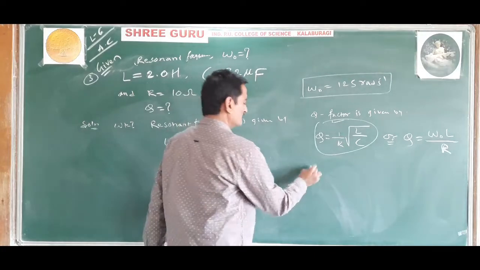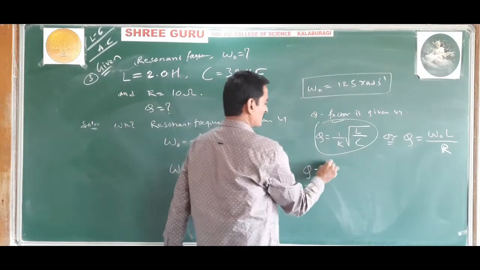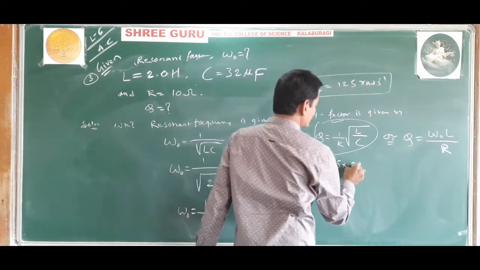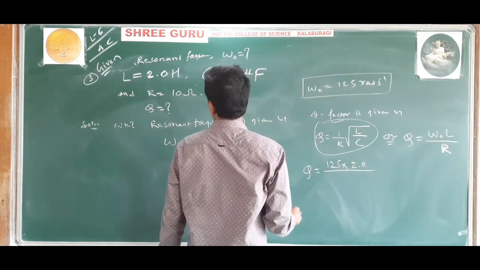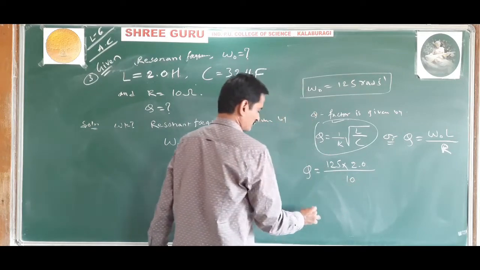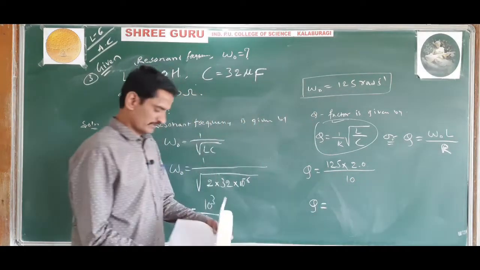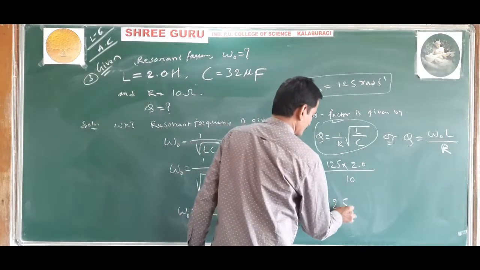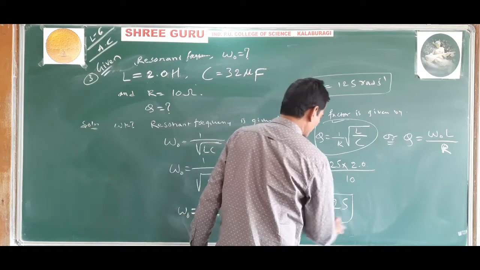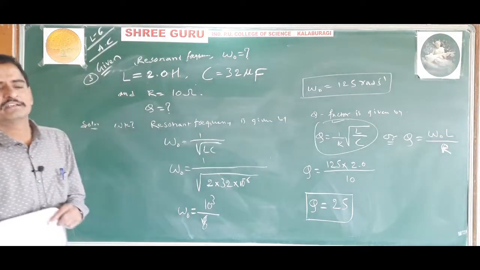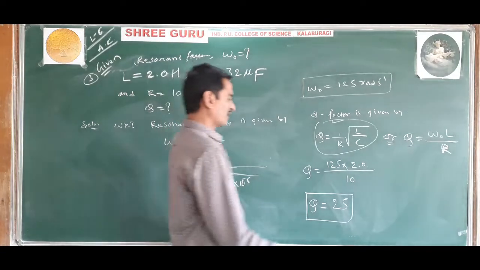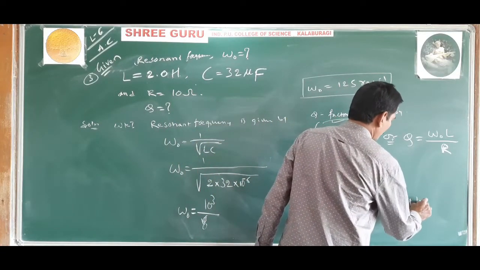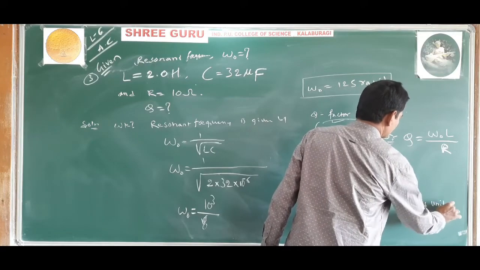So this is simple. Q is equal to omega naught, we have got the answer, that is 125 into L. L is 2.0 Henry and capital R is 10. So simplification of this will give the answer as 25. So Q factor, that is quality factor, is just a number. It does not have any unit.